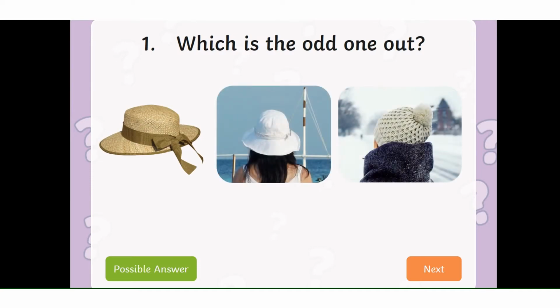Okay, so we can see 3 hats. Question 1 says, which is the odd one out? We can see a straw hat, we can see a cotton hat, and we can see a woolly hat. Have a little think. To help you with this one, think of the time of year that people may wear hats like these. When might you wear a straw hat, nice and light, to keep the sunshine off your face? When might you wear a cotton hat with a wide brim? When might you wear a woolly hat?